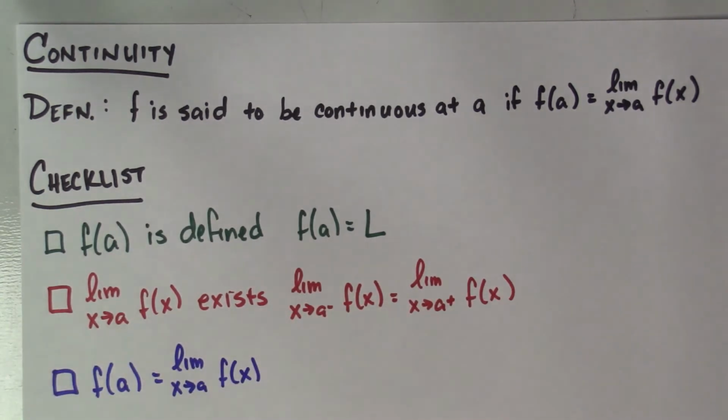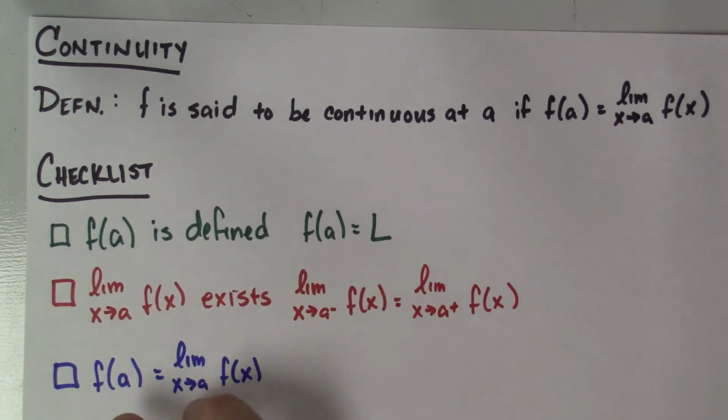You may recall from my video on section 2.2 that it was not a requirement that these two things be the same for the limit to exist. It is, however, for the function to be continuous at that point. So let's look at a couple examples.